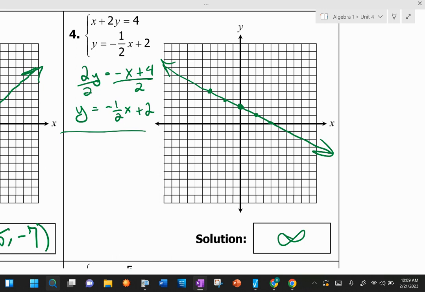So if you solve the top one for y, you would subtract x from both sides. That gives me 2y equals negative x plus 4. Then I want to get rid of that 2. Again, if you want to move the whole thing, you have to add or subtract. But if I want to split that 2 and that y up, what do I need to do?